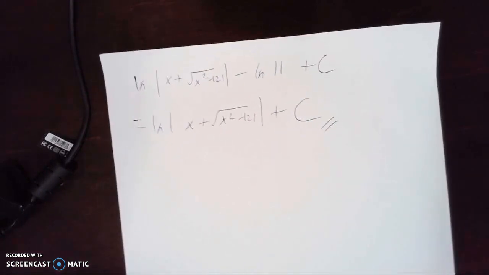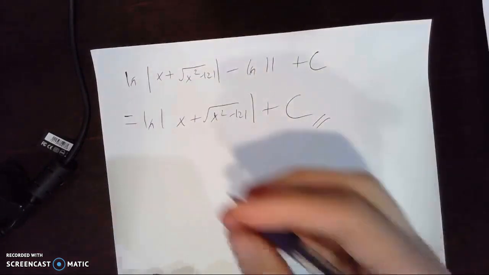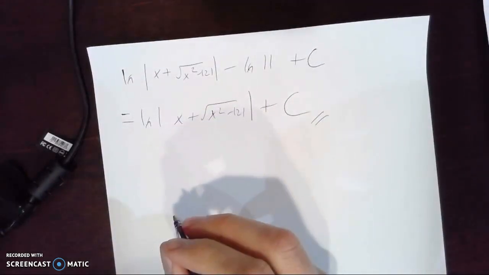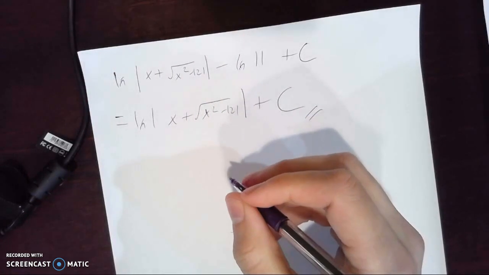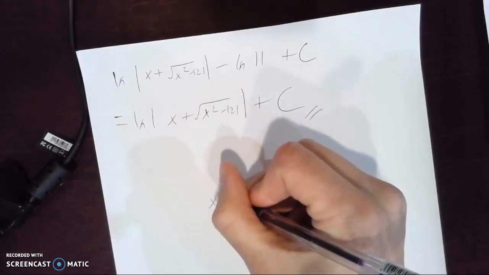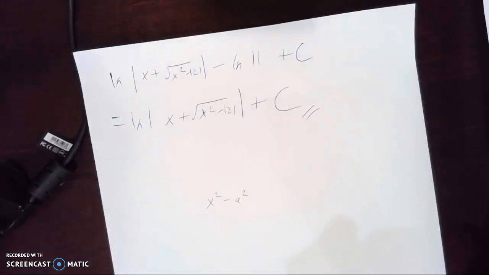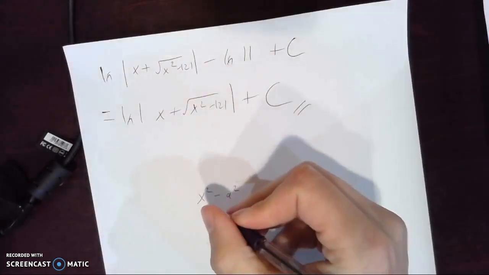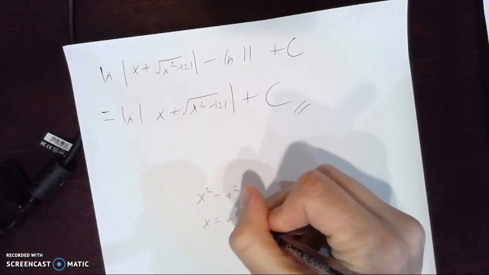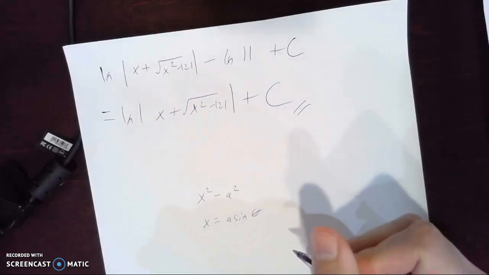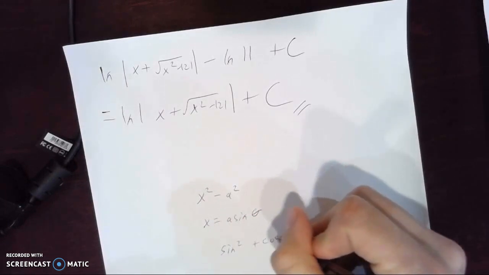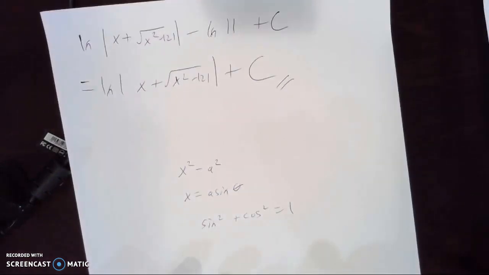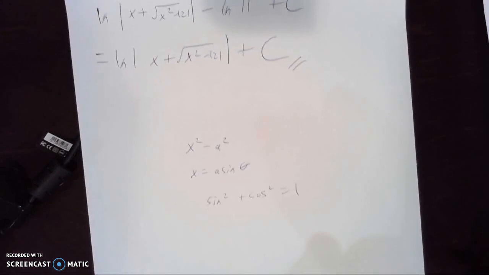Okay, so to summarize, we went over 3 cases. The first case that we looked at was the case where you have something of the form x squared minus a squared. We do a substitution there, that x equals a sine of theta. And then we use the sine squared plus cosine squared equals 1 identity to simplify things.